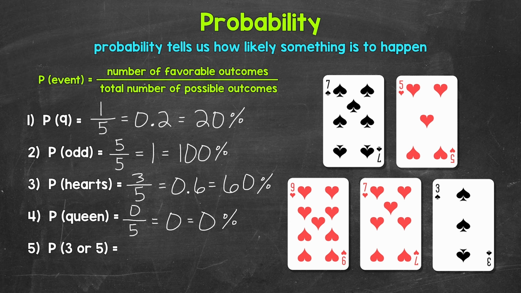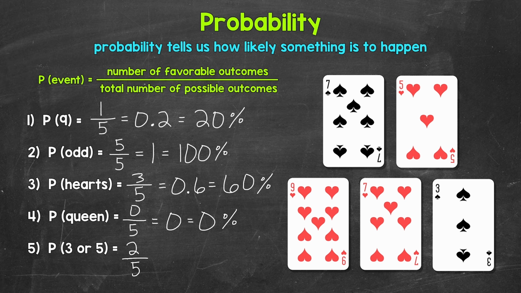Lastly, let's move on to number 5, where we have, what's the probability of picking a 3 or a 5? So think, if we randomly pick one card, we want either a 3 or a 5. As far as favorable outcomes, how many cards have a 3 or a 5? We have 1 3 and 1 5. So that gives us 2 favorable outcomes over the total number of possible outcomes, 5.